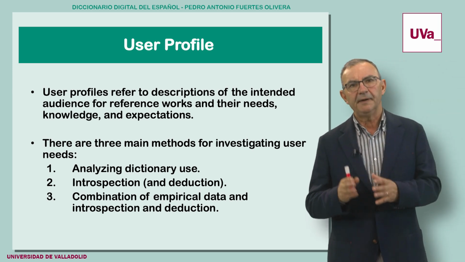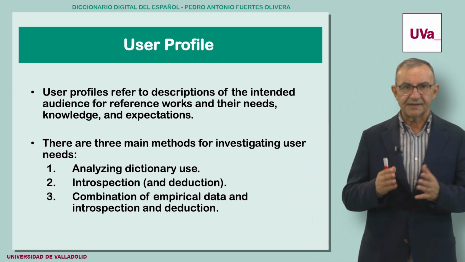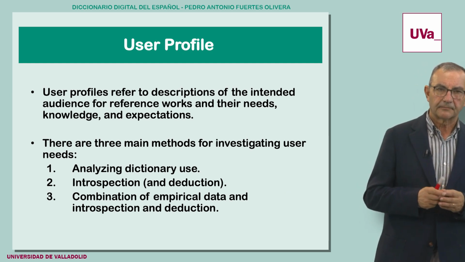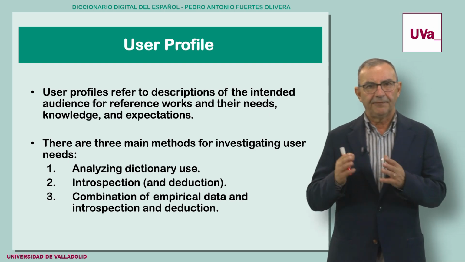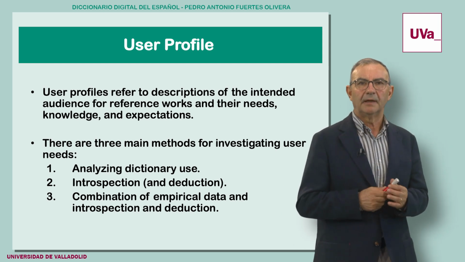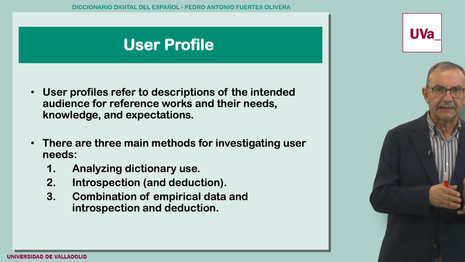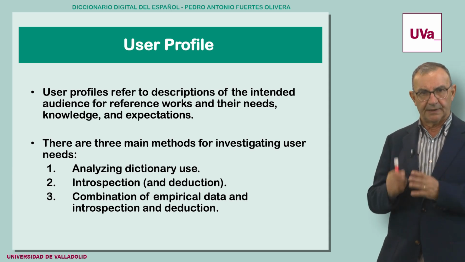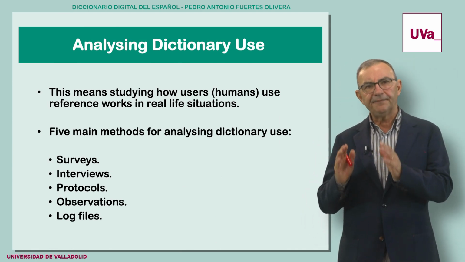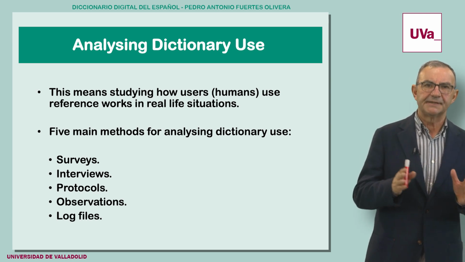There are three main methods for investigating these needs. These three methods are analyzing dictionary use, secondly, reflecting on potential user needs, introspection and deduction, and finally, using a combination of empirical data and introspection and deduction. In this lesson, I will focus on the first of them, on analyzing dictionary use.